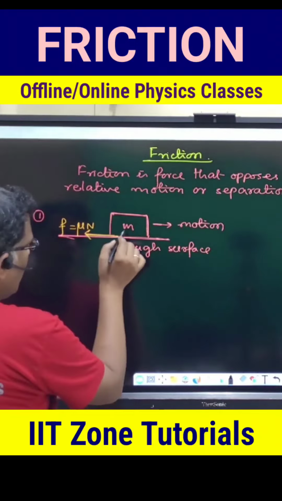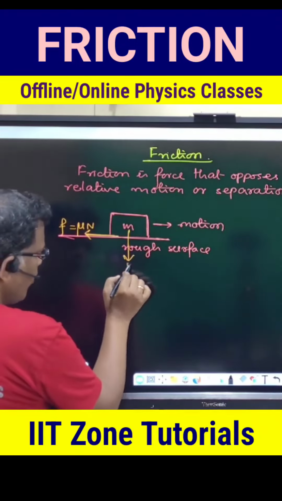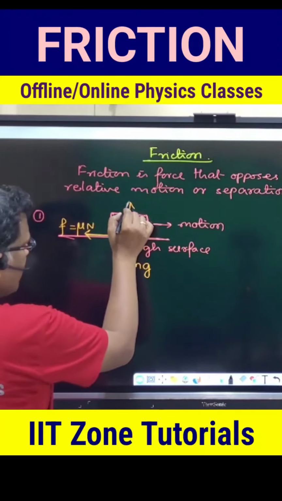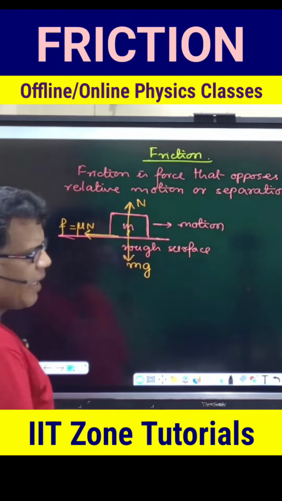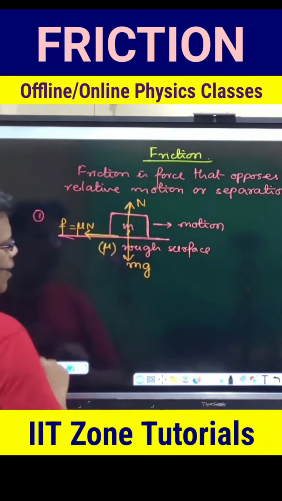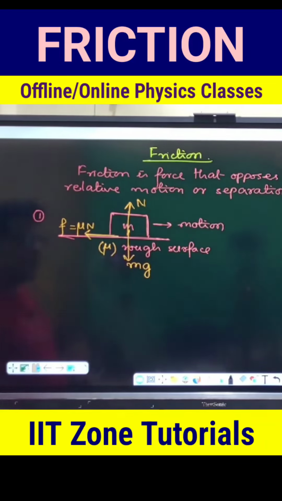μN will be the expression of friction force, where the weight of the body on the surface is mg and by the surface on the body a reaction force is acting. So μ stands for the coefficient of friction between the surfaces of contact of the two bodies, and the friction is the coefficient of friction times the normal contact force, where N is the normal contact force.